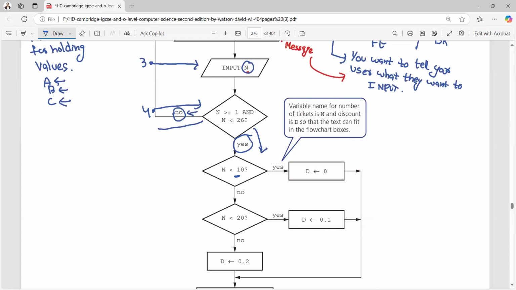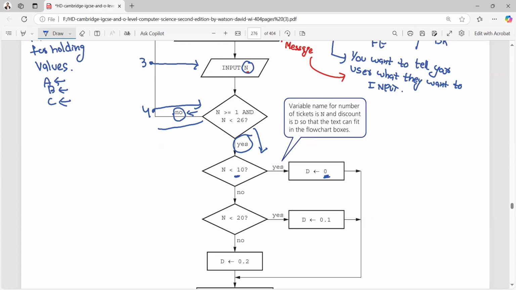Yes, because they told you in the question that the value should be, if it is less than 10, then it gives you the discount based on that. So what you are doing is checking the discount. Which discount should you give, right? Like 10 or 20. If your value is less than 10, then the discount is 0.